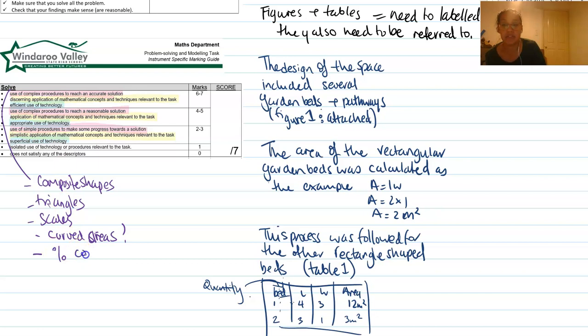So complex just means that you are doing multi-step processes, and if you make a mistake, like if you're trying for that and you make a couple of errors, then that's when you come into this bracket here. And if you're not having a go at those complex procedures like composite shapes, finding total area of things, then you're going to be here. So that is where we stand with your solve section.